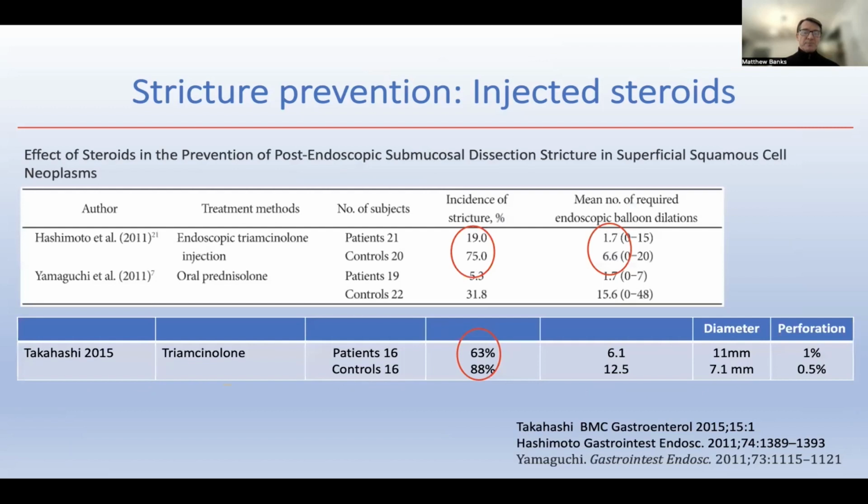If you have a look at some of these earlier studies, the incidence of stricture after injected triamcinolone reduced from 75% in the control group through to 19% in the treatment group. Also, the number of balloon dilatations significantly reduced from 6 to 1.7. In a more recent study with Takahashi, the benefit was a little bit more conservative, but there's still benefit, and the number of dilatations required was halved.